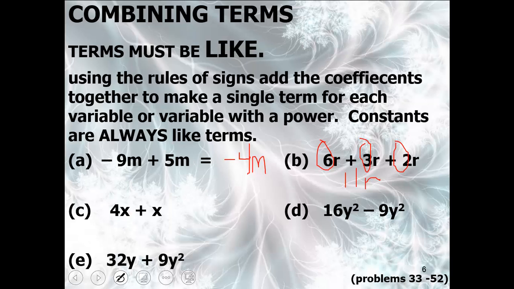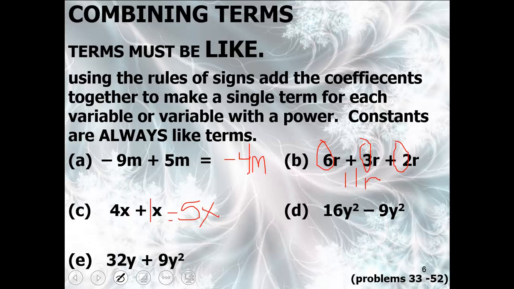Why don't you try C, D, and E on your own and then come back. All right, welcome back. I'm going to do C. I have a 4x plus a 1x. If there's no number there, it's understood to be 1. So you get 5x.